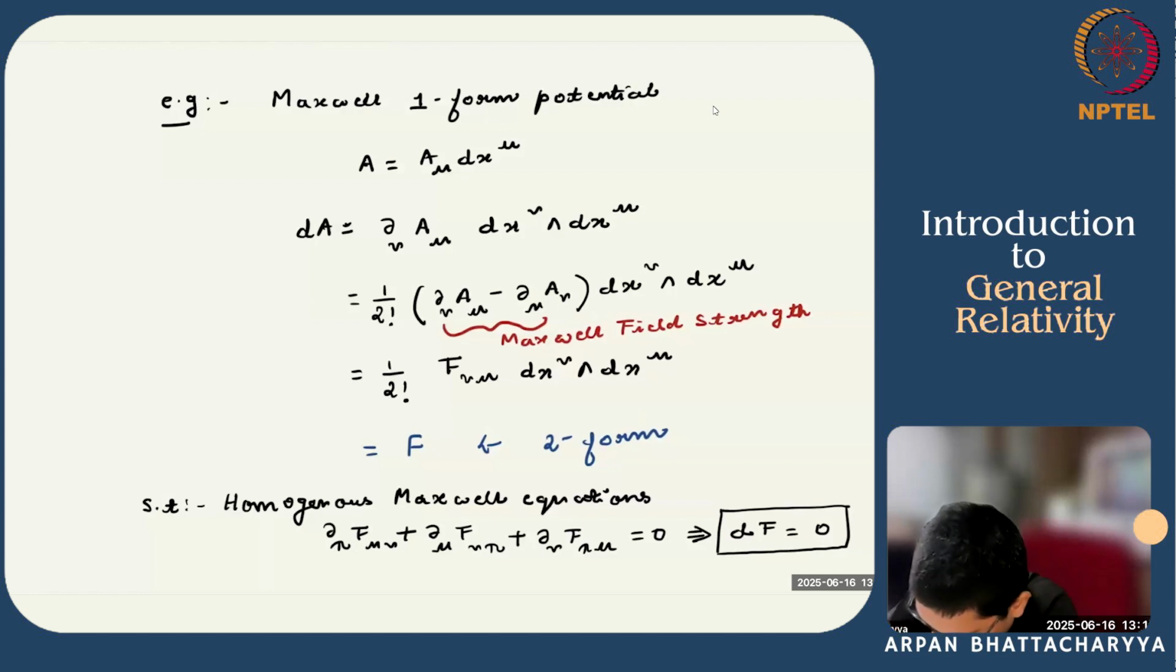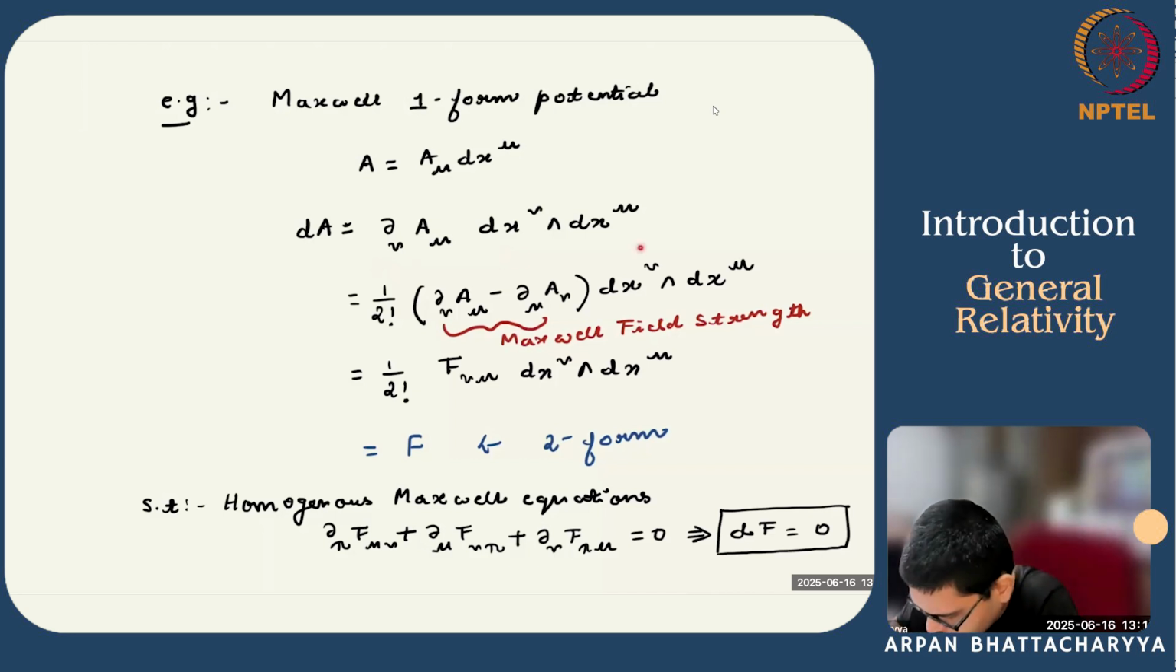So let's take an example of this exterior derivative. We have discussed that we can write down the Maxwell one-form potential this way, where we can identify the zeroth component, up to some sign, with the electric potential, and the other three components come from the magnetic vector potential that we discussed in the previous lecture. So now dA is basically del mu of this, wedge dx nu.